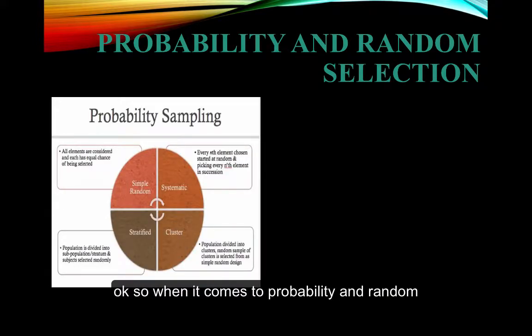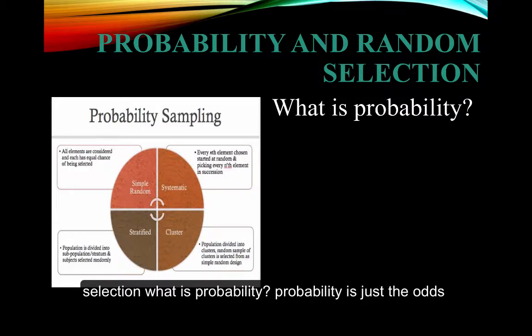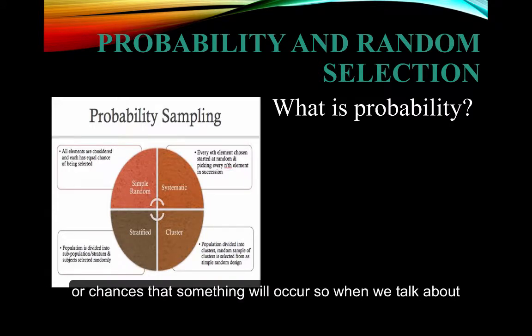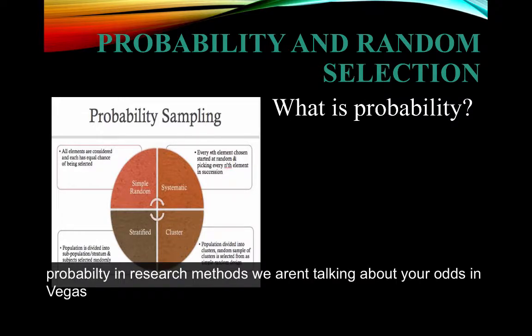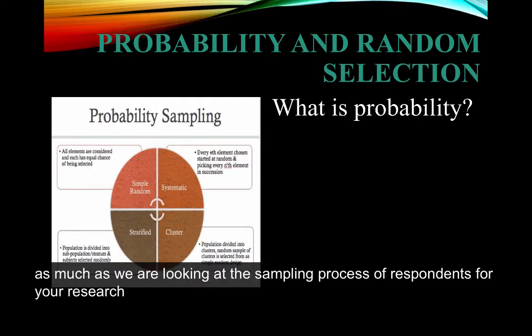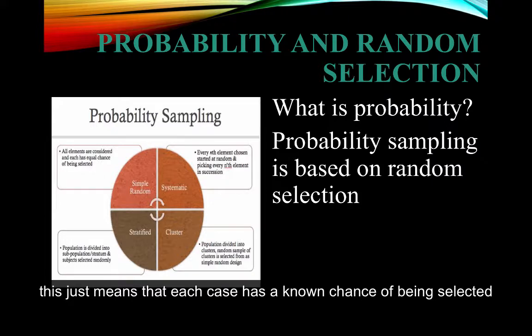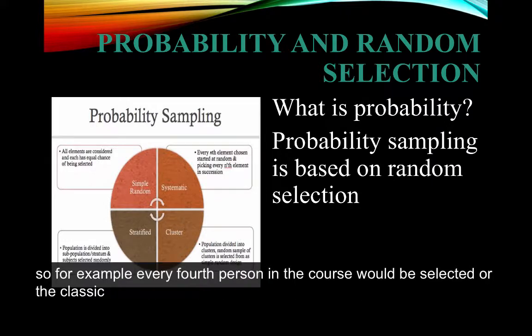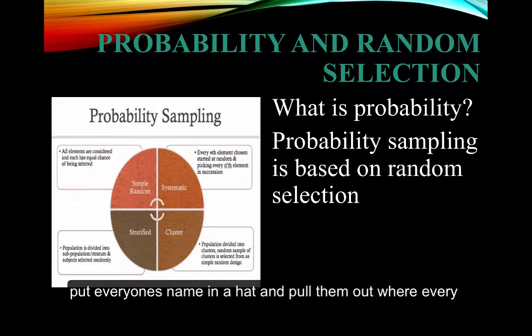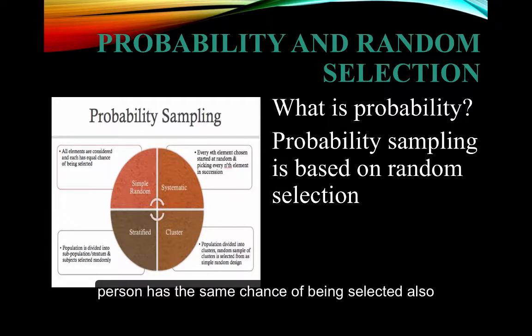Okay, so when it comes to probability and random selection, what is probability? Probability is just the odds or chances that something will occur. So when we talk about probability in research methods, we aren't talking about your odds in Vegas as much as we're looking at the sampling process of respondents for your research. So probability sampling is based on random selection. This just means that each case has a known chance of being selected. So for example, every fourth person in the course would be selected, or the classic, put everyone's name in a hat and pull them out, where every person has the same chance of being selected.